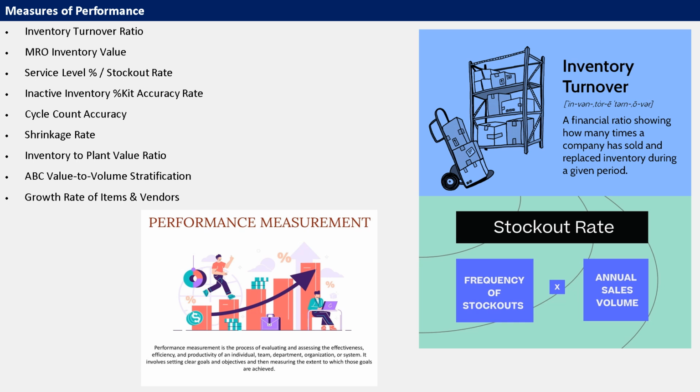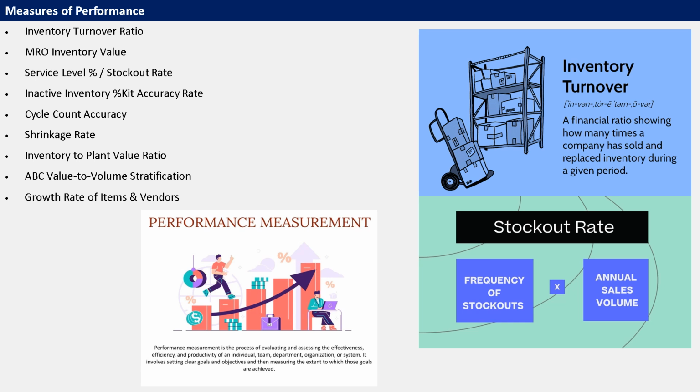Service level shows how often part requests are fulfilled directly from inventory. It directly relates to technician productivity and job readiness. Its counterpart, the stockout rate, tracks how often required parts are unavailable, leading to job delays, emergency purchases, or skipped PMs. Kit accuracy rate is vital in kitting operations and measures how often kits are complete and error-free when issued. Inaccurate kits reduce wrench time and frustrate technicians.